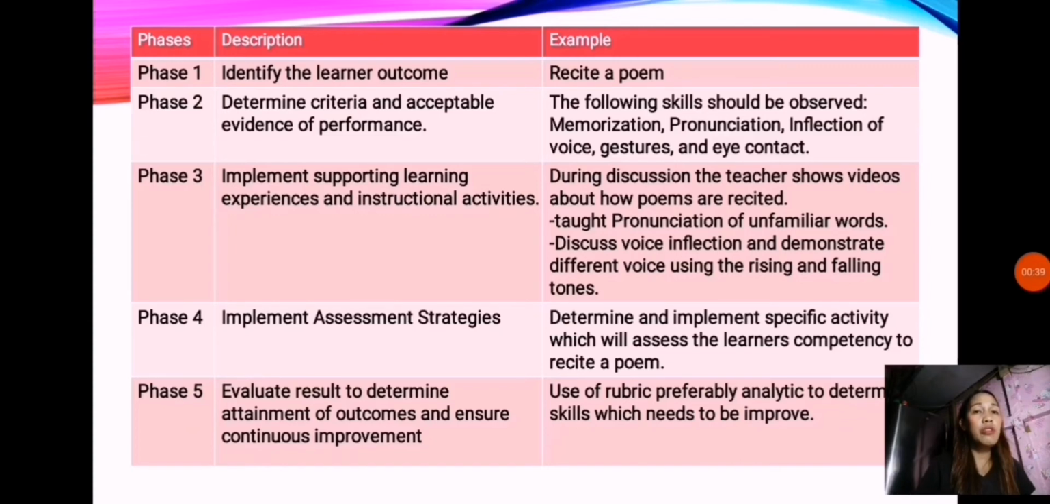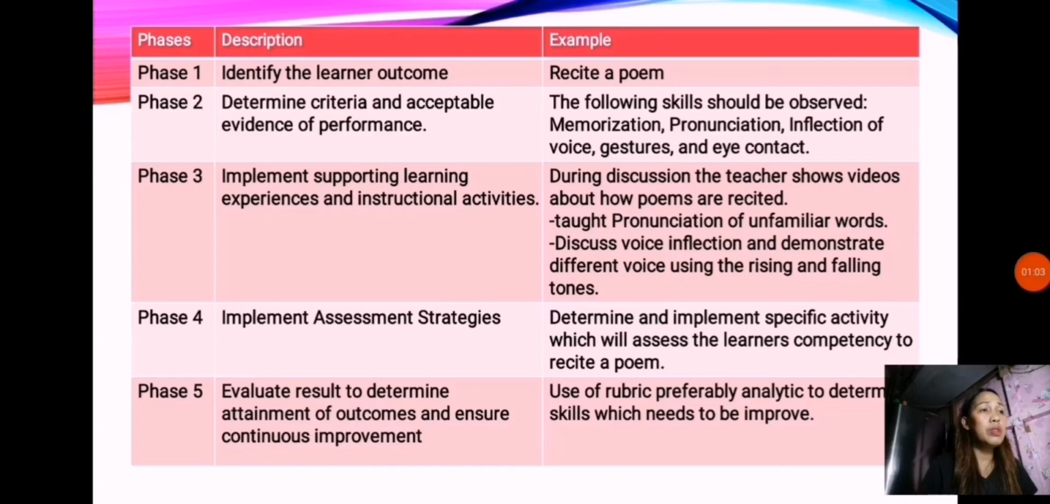Lastly, phase number 5, evaluate to determine attainment of outcomes and ensure continuous improvement. Use of rubric, preferably analytic, to determine skills which need to be improved. Then this means that you are going to construct your rubric. Use the rubric and then assess your student.